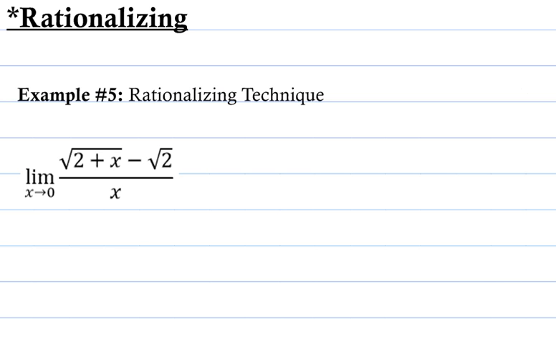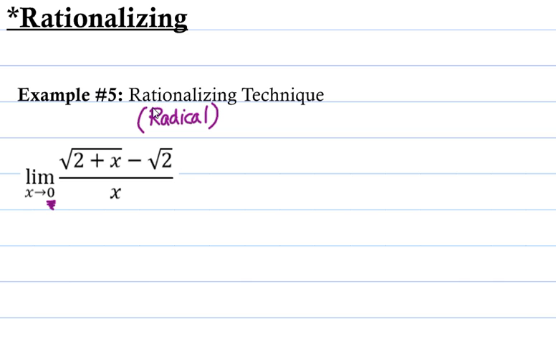Okay, rationalizing. Example 5 has to do with the rationalizing technique, and that comes about whenever there is a radical, and a radical is the square root symbol. That's a radical. And that's when this is going to work. Basically, what you're doing is you're getting rid of the radical from the numerator in order to simplify this in a way that you can actually plug in whatever limit you're approaching. In this case, if I plugged in 0, I'd have a problem. So, rationalizing.